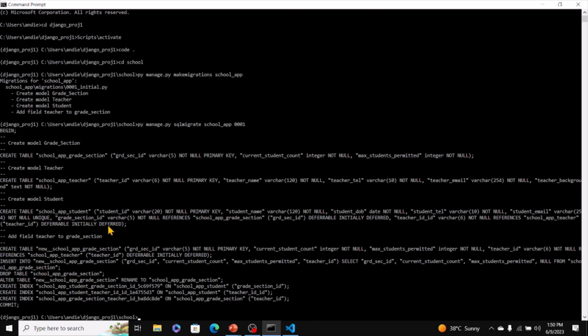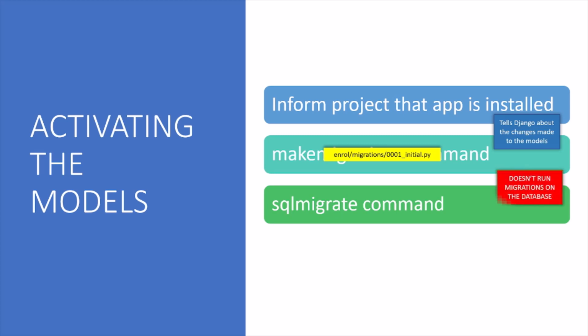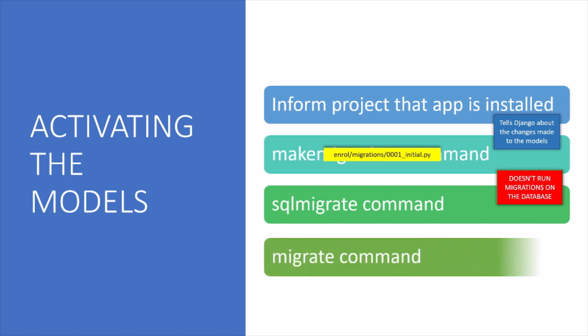Right, so as I said earlier, these statements, as you can see, are SQL statements, and they are useful for database administrators who may want to read SQL scripts, right? Remember that sqlmigrate does not run migrations on the database. These are just recommendations for the changes that are going to be made. The migrate command will actually apply the migrations to the database and register the changes, right?